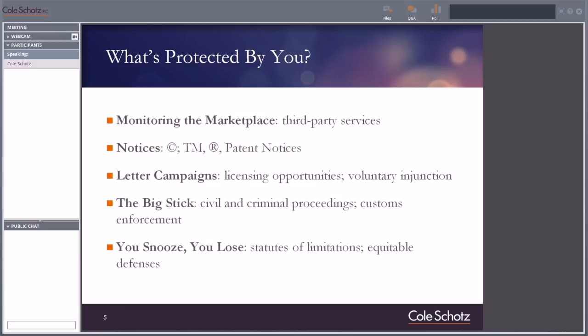If your letters don't work, then the next step, which is probably no surprise to you now, is bringing a lawsuit. And generally speaking, for most IP, certainly of the registered type, you either can or have to bring your claim in federal court. You can bring some claims in state court, depending on the type of IP and protection that you have.